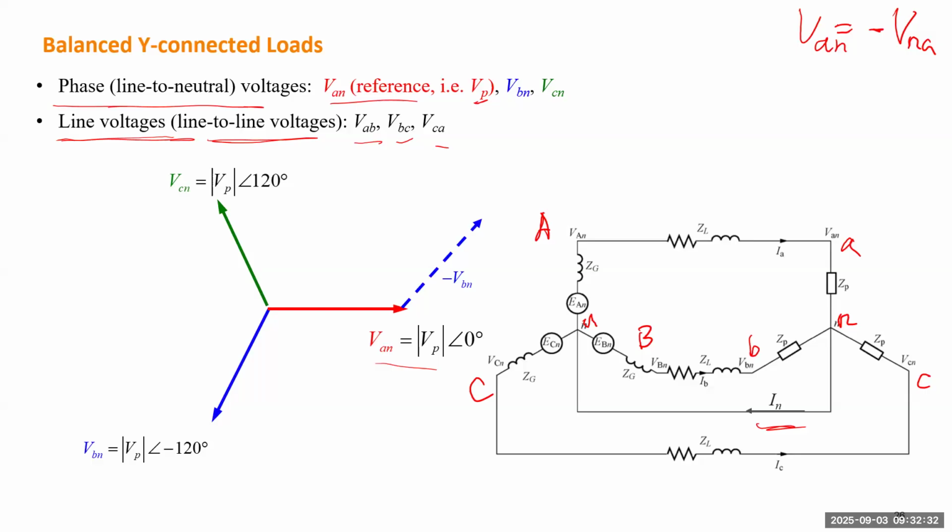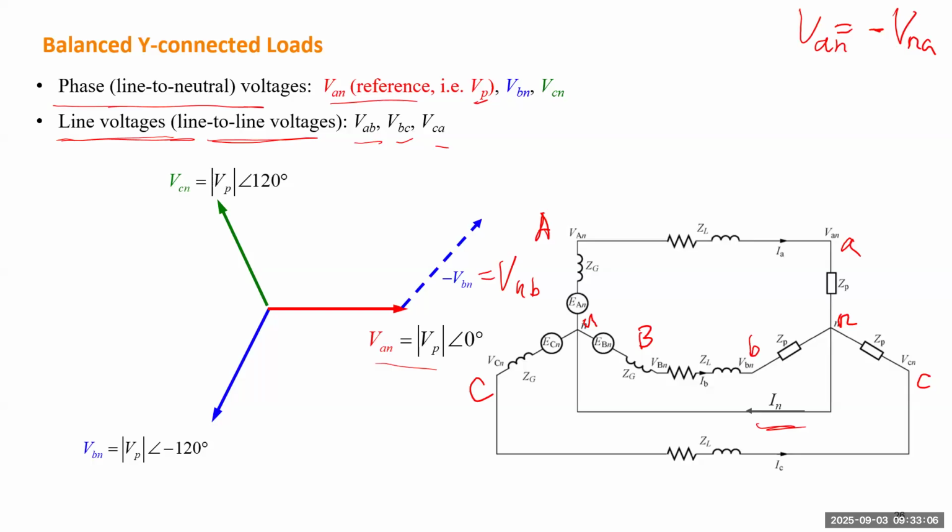Similarly, when we see something like VAB, it means how much A is higher than B. Now we draw a phasor here. This will be a negative VBN, which is equal to VNB. So be careful with those subscripts.